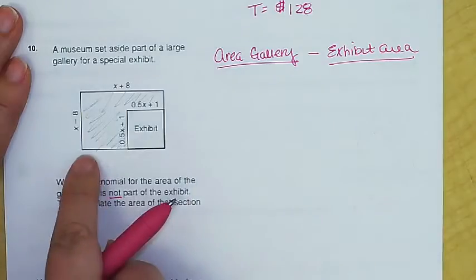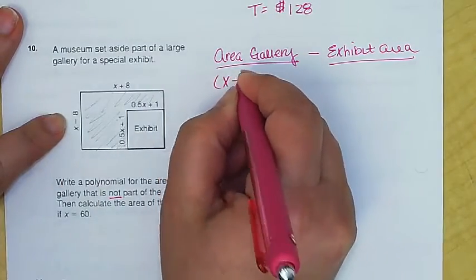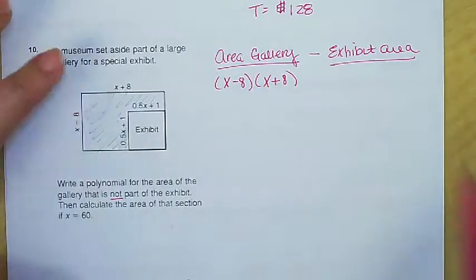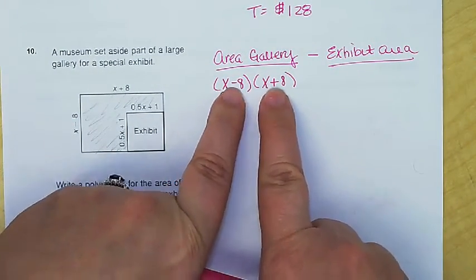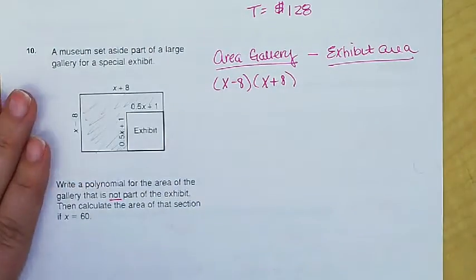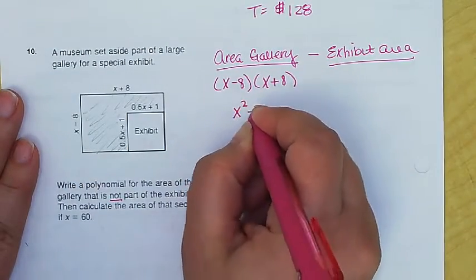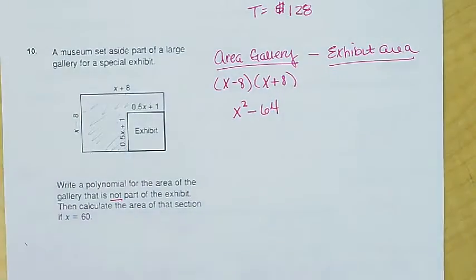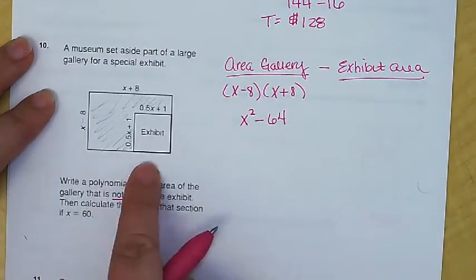Okay, so the gallery is a rectangle that has dimensions x minus 8 by x plus 8. And right away I recognize that this is a difference of squares. They are the same except my signs are different, so I can use my shortcut. The area of the gallery is just going to be the square of the first term minus the square of that 8, which is the second term. So that right there represents the area of the whole gallery floor.